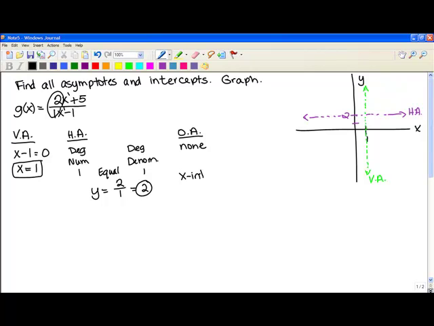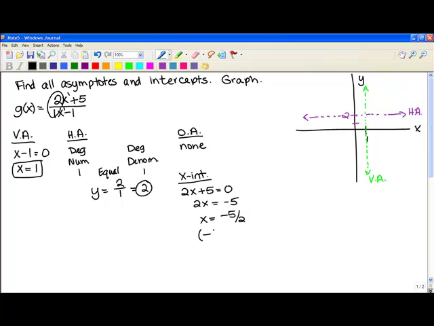Next, we'll find the x-intercept. To find an x-intercept, set the numerator equal to 0. So we have 2x plus 5 equals 0. And solve for x. Subtract 5 on both sides and divide by 2. So the x-intercept turns out to be negative 5 halves.